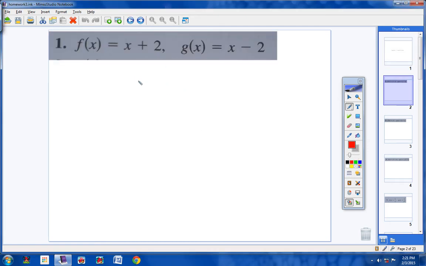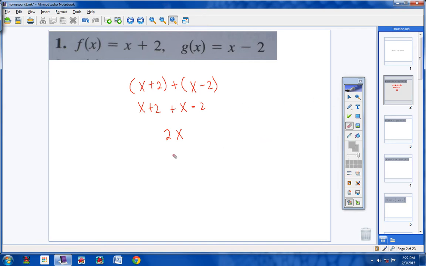Okay, we're going to add these two together. So x plus 2, I'm going to go pretty fast through these, okay? Plus x minus 2. There's a positive sign here, so nothing changes. There's a positive sign here, so nothing changes. So x plus x is 2x, and 2 minus 2 is 0. So the answer is 2x, okay?